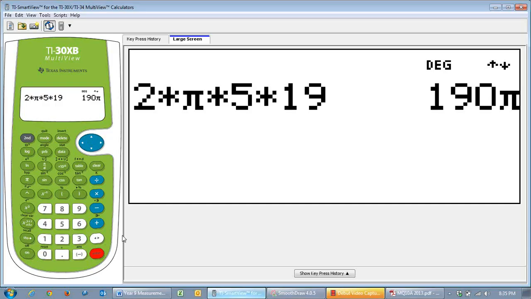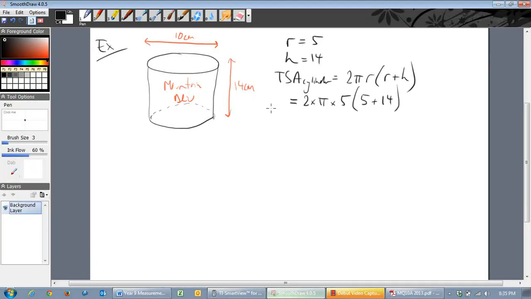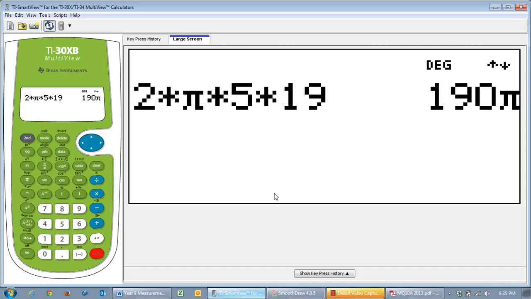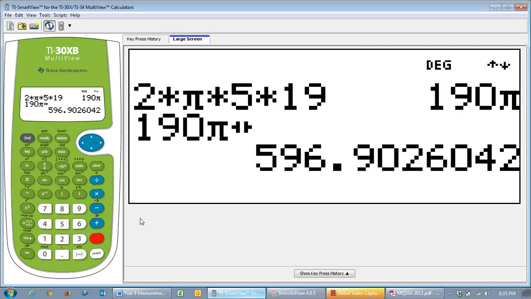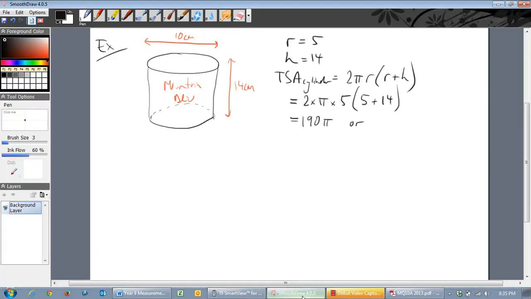That equals 190 pi. We'll stick with that. Or press this key to get your approximate 596.9. And what are we in here? Centimeters squared. That answer or that answer. Year 10, year 9. Okay. And that's it. So I recommend that formula.